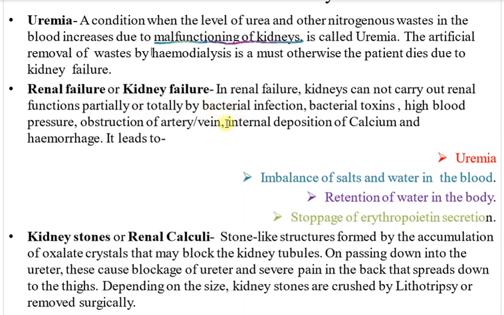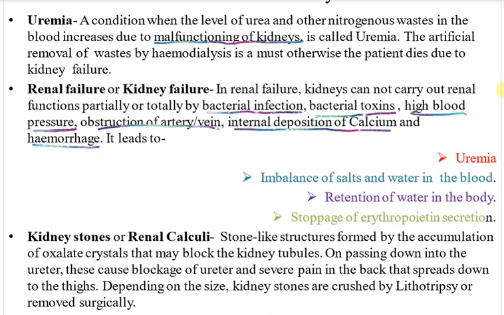So you need to remember the causes. Bacterial infection, bacterial toxins, meaning the products released by the bacteria when they infect our body. High blood pressure, a very critical thing. Obstruction of artery or veins, internal deposition of calcium, and hemorrhage. Hemorrhage means internal bleeding. So all this causes renal failure.